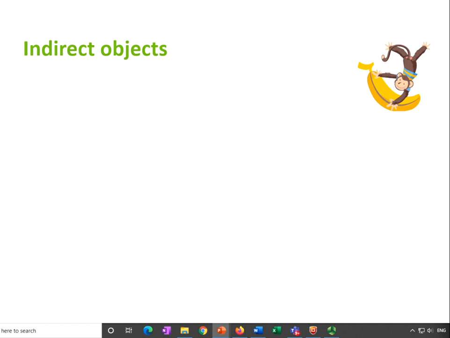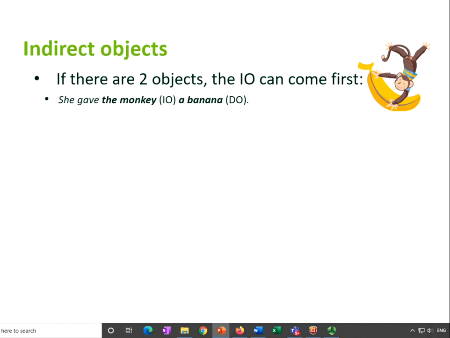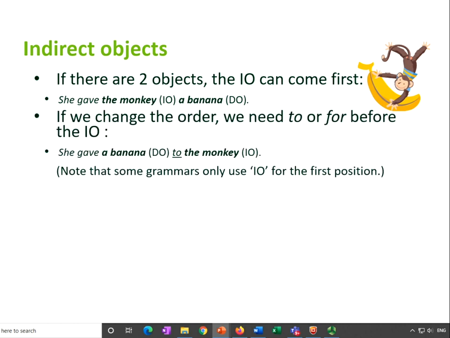Now a little bit more on indirect objects. So if there are two objects, the indirect object can come first. She gave the monkey a banana. The monkey is the indirect object. But if we change the order, we need to add to or for before the indirect object. She gave a banana to the monkey. And I should note that in some grammar books they only call the first one, the first example, the indirect object.